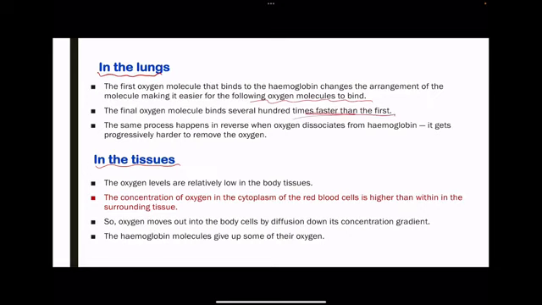So this same process happens in reverse when oxygen dissociates from hemoglobin, meaning in the tissues, it gets progressively harder to remove more oxygen. In the tissues, the oxygen levels are usually low, so the concentration of oxygen in the cytoplasm of the red blood cells is going to be higher than that in the surrounding tissues. So oxygen is going to easily leave the red blood cell, or I would say hemoglobin, to diffuse into the body cells down its concentration gradient, and hemoglobin molecules will give up some of their oxygen towards the tissues.